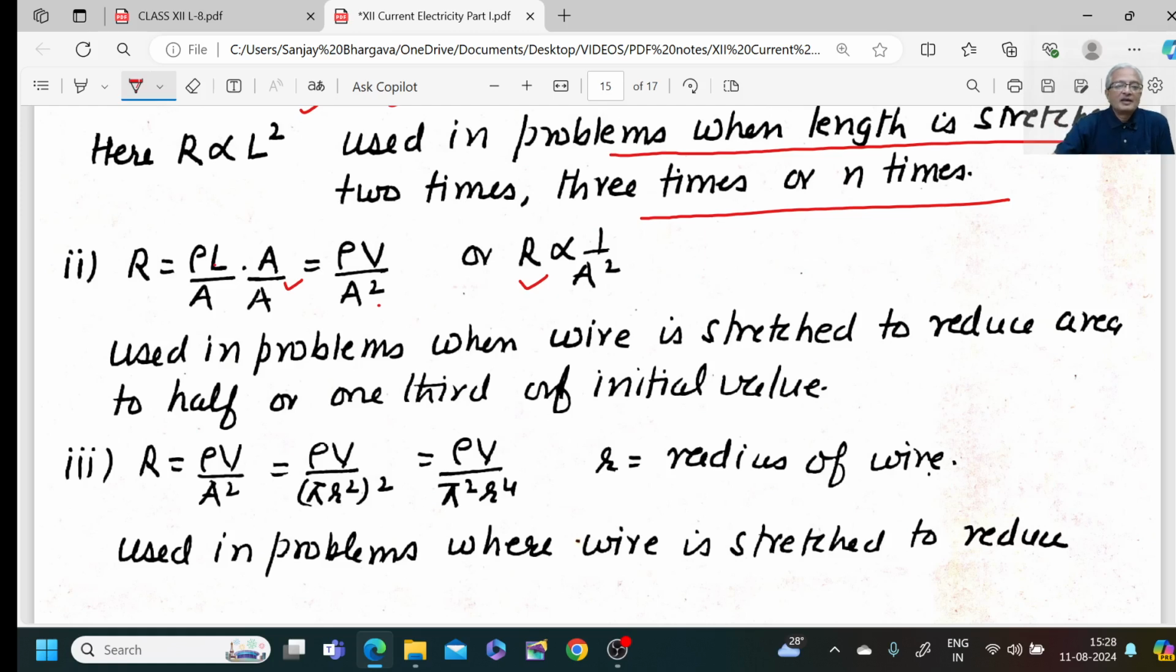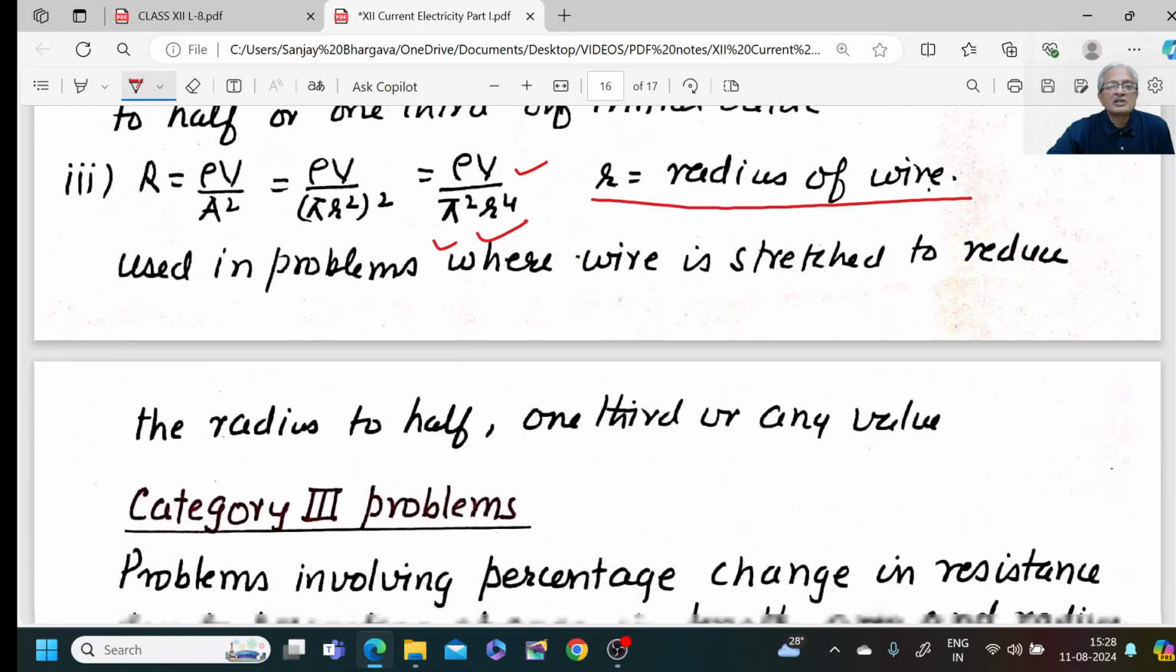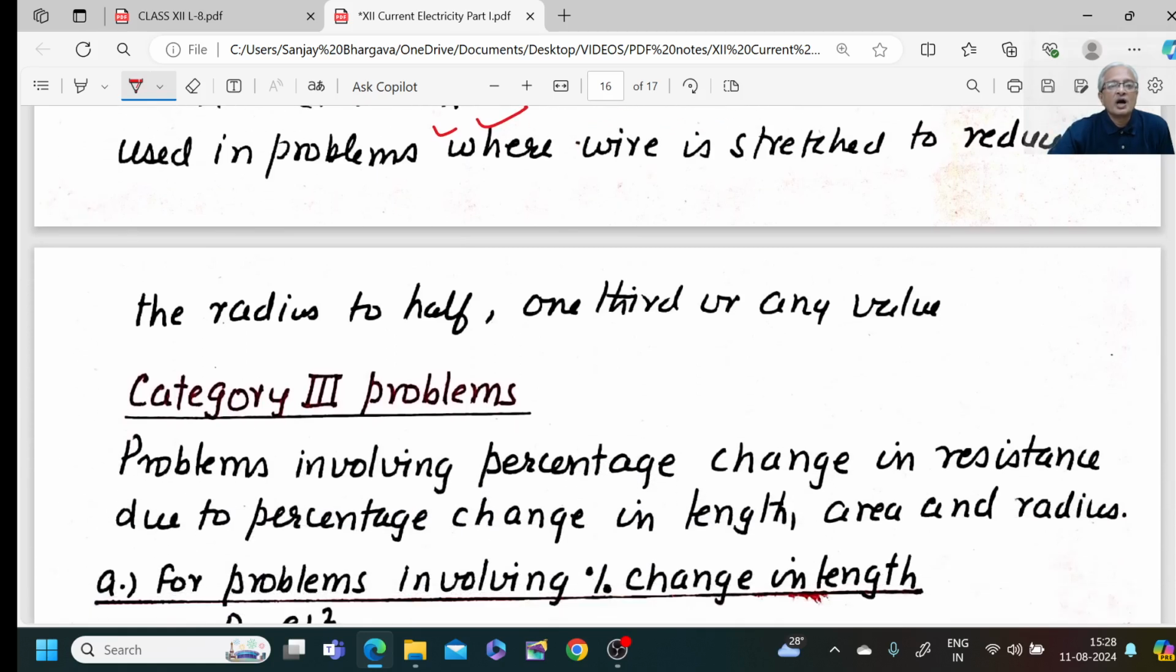Now, in the same relation, area can be written as pi r square. So the relation becomes rho V upon pi square r power 4. r is called the radius of the wire. This relation is to be utilized where the wire is stretched to reduce the radius to half, 1/3 or any other value. So every time what we observe is we convert our equation to a single variable equation to handle the questions.